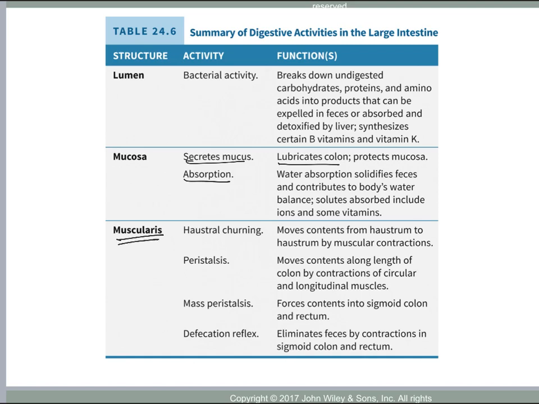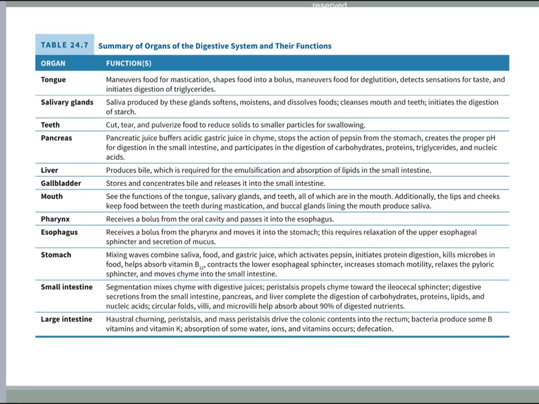Our muscularis, so muscle layer, we are haustral churning, moving contents from haustrum to haustrum. Compress, compact, and move. Peristalsis moves contents along the length of the colon by contraction of the circular and longitudinal muscles. And then that mass peristaltic contraction forces those contents from the transverse colon into the sigmoid colon and the rectum. And then ultimately our defecation reflex, which eliminates the feces by contraction in the sigmoid colon and the rectum out through the anus. Table 24.7 summarizes the organs of the digestive system and their function.